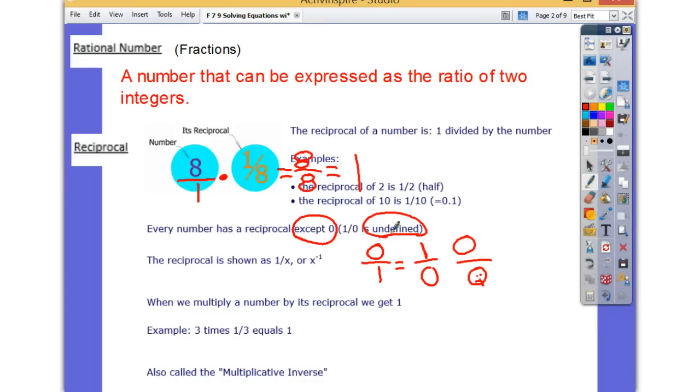And like we just talked about, when you multiply a number by its reciprocal, you always get 1. We did the 8, but if you take this one, 3 over 1 times 1 over 3, that equals 3 over 3, which equals 1. And then also, you might hear this called the multiplicative inverse. When you multiply a number by its reciprocal, it's called a multiplicative inverse.